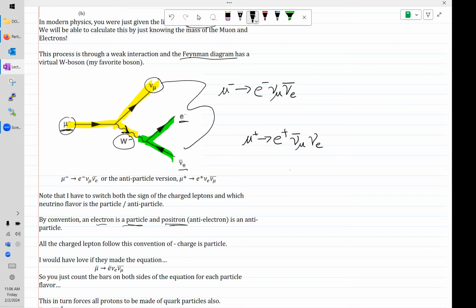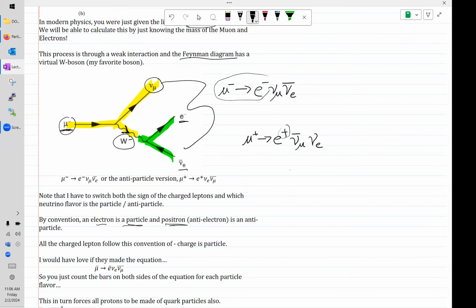And unfortunately, by convention, this is not the unfortunate part yet. By convention, all the charged leptons that are negatively charged are considered particles. The reason for that is that most of the stuff around us is made of protons, neutrons, and electrons. And we're just going to call that matter.